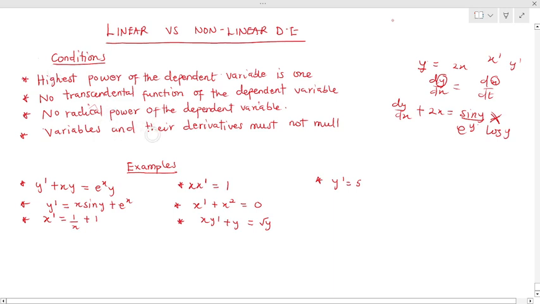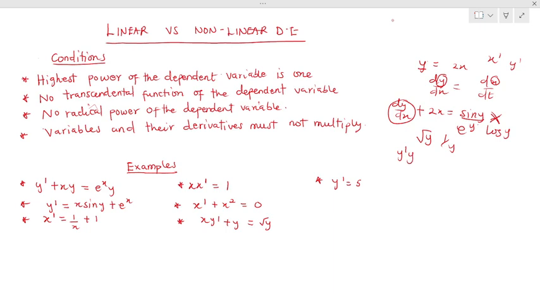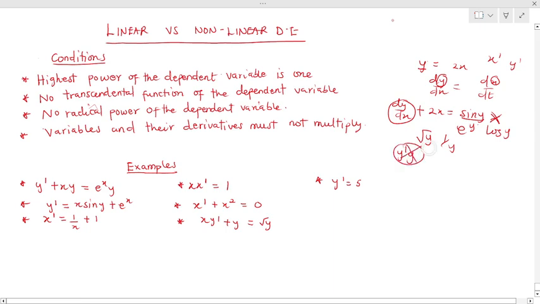There shouldn't be any radical power of the dependent variable. So far as you have dy over dx, you shouldn't have something like square root of y, you shouldn't have 1 over y or anything like that. Then the variables and their derivatives must not multiply. So if I have y prime, it shouldn't multiply with y. If I have x prime, it shouldn't multiply with x for it to be a linear equation.